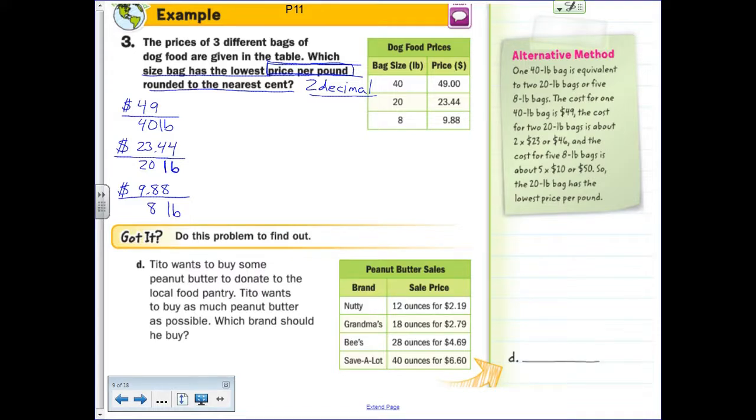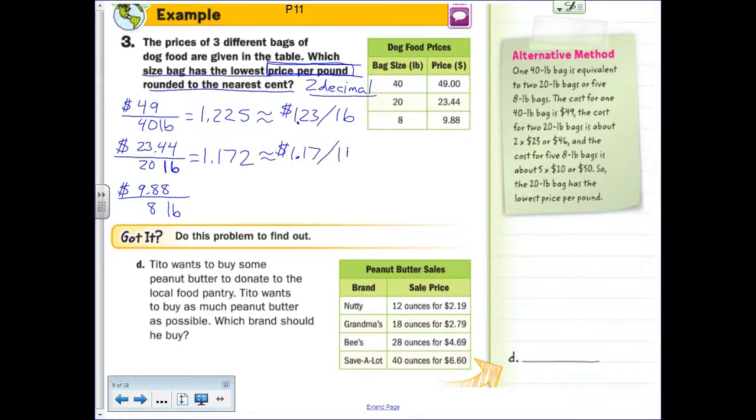So 49 divided by 40 comes out to be 1.225. I need to round that to the nearest cent. So that's going to be $1.23 per pound. So I divide the top number by the bottom number using my calculator. Then I take $23.44 and I divide it by 20, and that comes out to be 1.172, which is approximately $1.17. I left out my decimal point up there. I'm sure somebody was thinking that already.